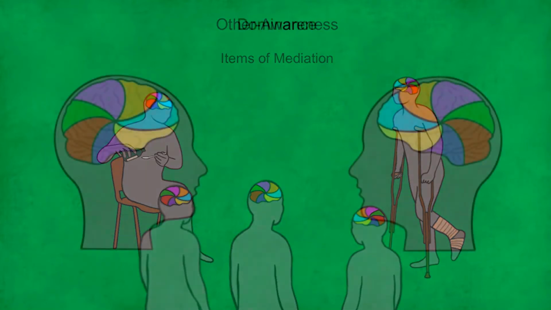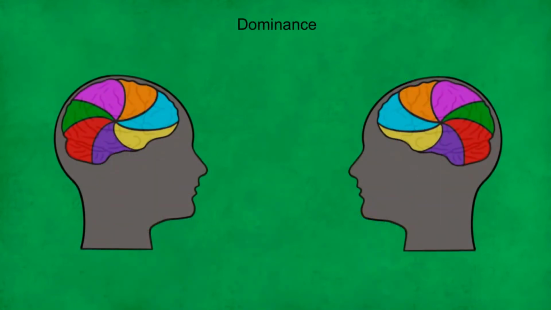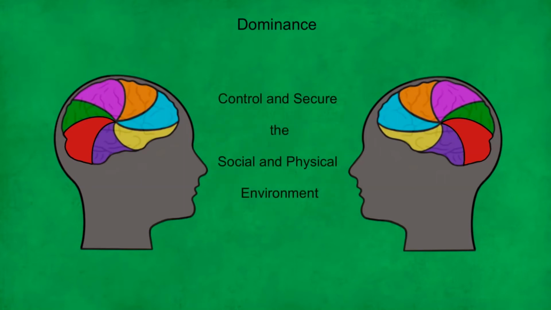We now come to the case of the dominance aspect of the human brain. The neurochemical processes of dominance initially created behaviors such as physical and verbal aggression. Behaviors that continue in modern humans today. But dominance is not just about aggression. It's actually about the human desire to control and secure the social and physical environment. So from the point of view of culture, these specific neurochemical processes created items of mediation which have two forms.